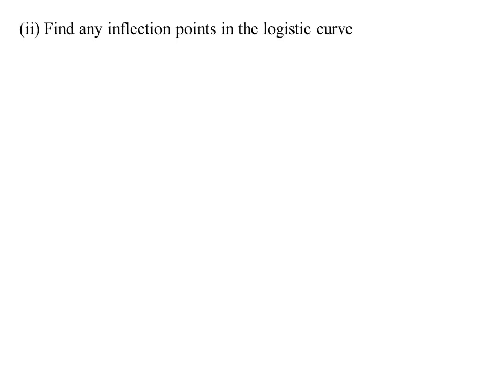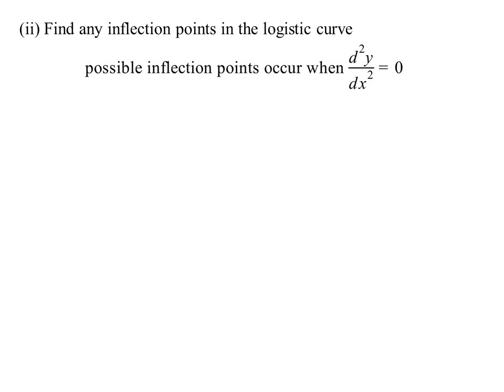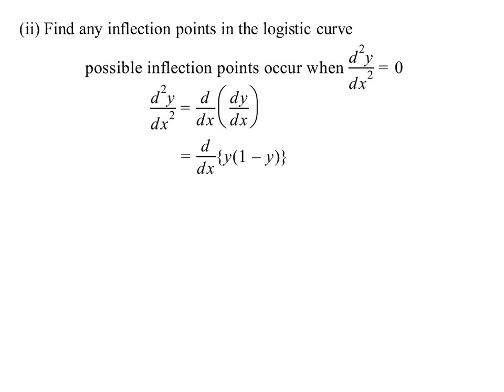Find any inflection points on the curve. Well, we know possible inflection points will occur when the second derivative is equal to 0. So we have to differentiate that first derivative. In other words, we have to differentiate y(1 minus y), but not with respect to y, with respect to x. Well, I can't do it with respect to x, so I'll do it with respect to y, but then multiply by dy/dx.